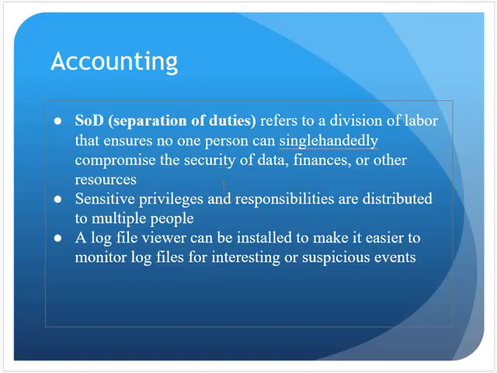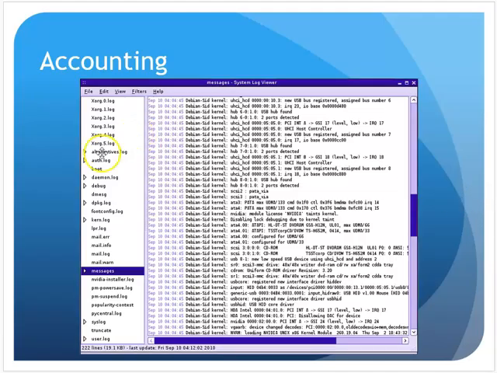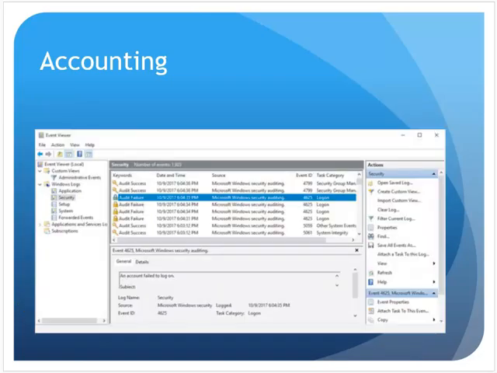A log file viewer can be installed to make it easier to monitor who is accessing things, who is utilizing things and or doing things. Most operating systems will have logs on. On Linux or Macintosh, most logs are generated as text files. Windows can actually use a Windows event viewer. And here's a sample of a Linux one with different logs and messages that can be looked at to see what activity is going on. And then you could be scanning through there and looking for anything out of the ordinary.